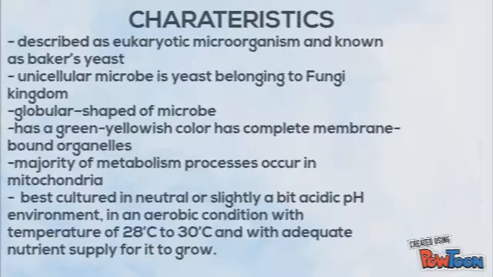Saccharomyces cerevisiae is described as a eukaryote microorganism and known as baker's yeast. This unicellular microbe is a yeast that belongs to the fungi kingdom. This globular-shaped microbe has a green-yellowish color. As a eukaryote microorganism, it has complete membrane-bound organelles. The majority of metabolism processes occur in the mitochondria, where there is no oxygen present.